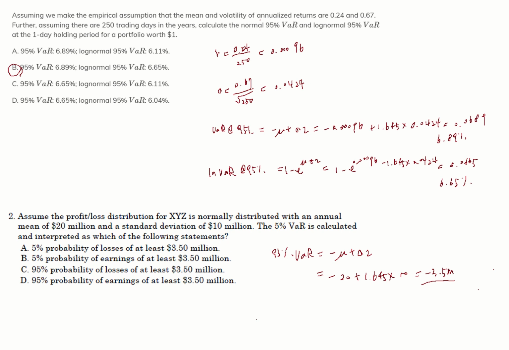becomes that company XYZ will earn less than 3.5 million with a 5% probability, which is equivalent to that the company will earn at least 3.5 million with 95% probability.